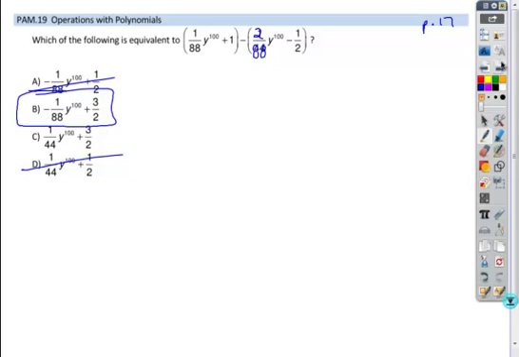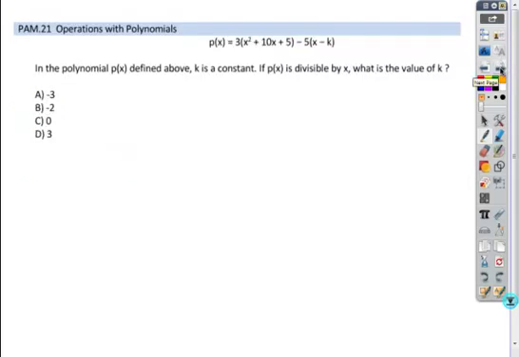The other type of operations with polynomials that you have to be able to do would be something like this. This is a little more complex of a question. It's on the same page 17. So I want you to approach this and see if you can come up with a solution.